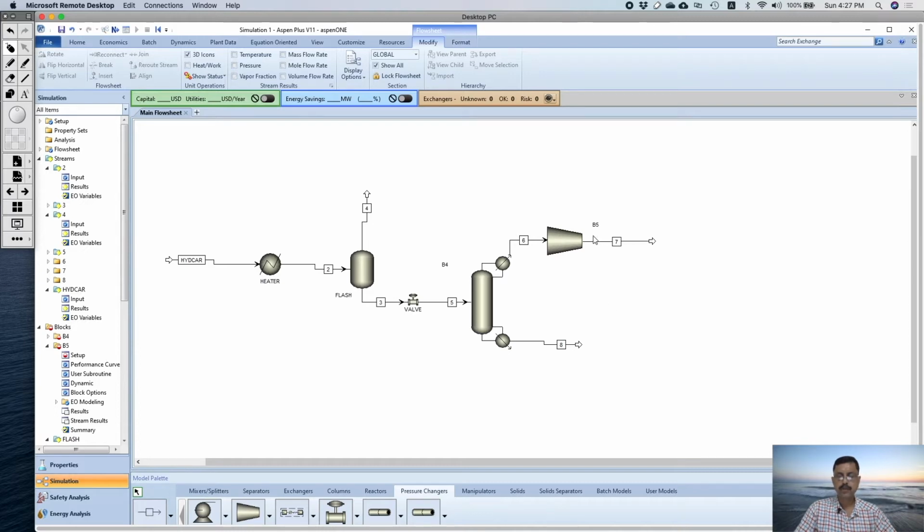Now we have to rename this compressor. Let us say we write it as compressor. It doesn't take more than 8 letters, so we have to make do with compress. Now we have to write the specification of compressor here.